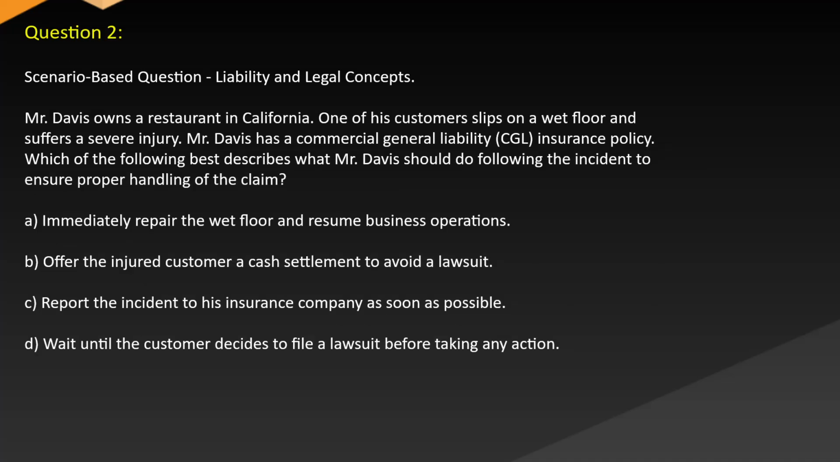Question 2. Scenario-based question. Liability and legal concepts. Mr. Davis owns a restaurant in California. One of his customers slipped on a wet floor and suffers a severe injury. Mr. Davis has a commercial general liability (CGL) insurance policy. Which of the following best describes what Mr. Davis should do following the incident to ensure proper handling of the claim?